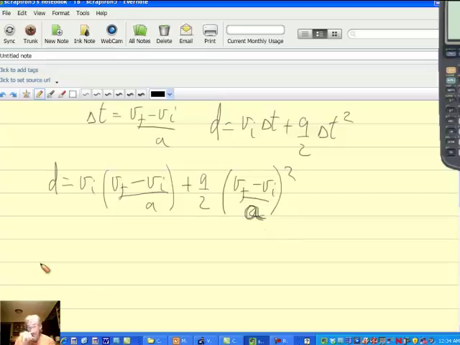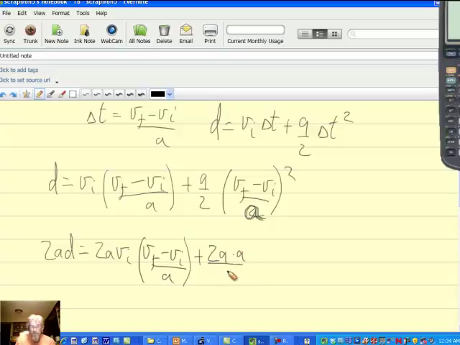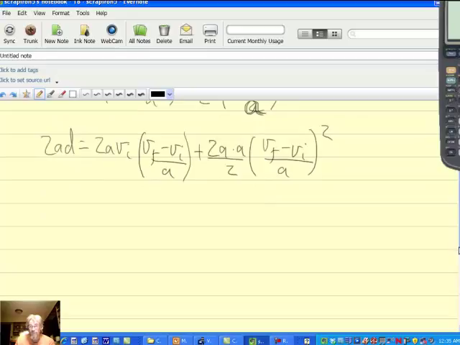So let's multiply both sides by 2A. That'll get rid of the 2 here and the A here and give us something easier to work with algebraically. So 2 times A times D is equal to 2A times this term, Vi, which is multiplied by Vf minus Vi over A, plus 2A times A over 2. So that's 2A times the second term, times Vf minus Vi over A, that quantity squared. Let's slide down and give ourselves some more room.